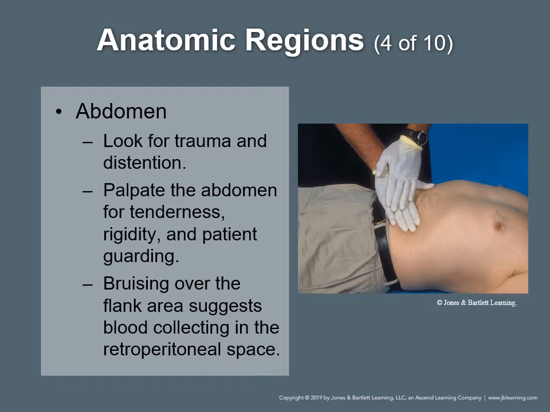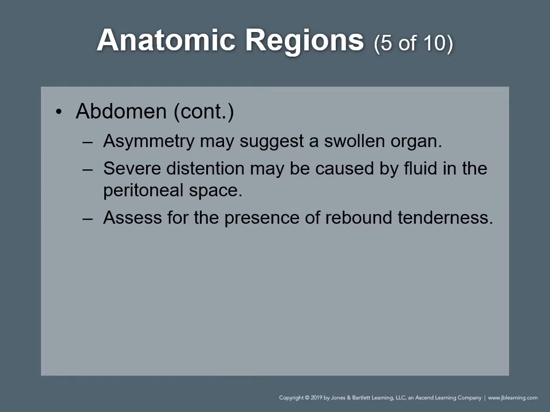Also, their flank area on the sides and back could mean blood collecting in the retroperitoneal spaces. More things that you're assessing in the abdomen, whether it is bulging or distended in different parts. The asymmetry could mean their liver is really swollen. Severe distension, ascites, where they have fluid gathering in their abdominal space.